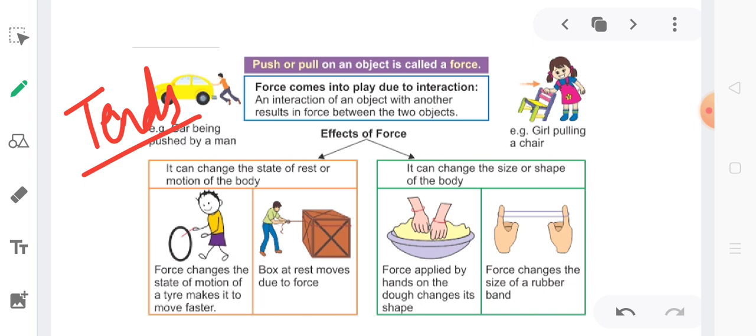For example, force applied by hands on the dough changes its shape. This is one example related to our day-to-day life. All of us observe this in the kitchen every day. Whenever chapatis are made, with the help of the hands, the flour is kneaded into a dough, and with the help of hands, the dough is changed into small spherical balls, and ultimately, with the help of a rolling pin, we are changing the shape of that spherical ball into a disc. So many times force is being applied to change the shape.